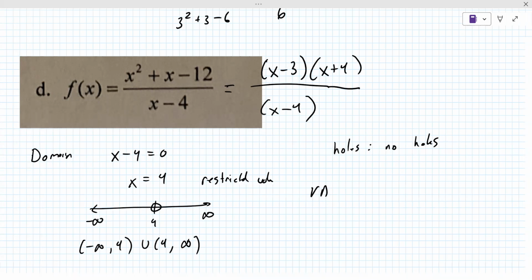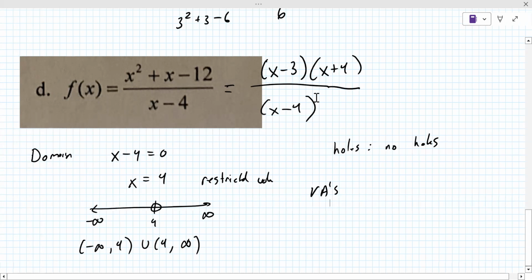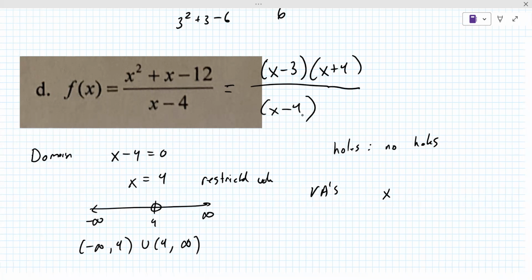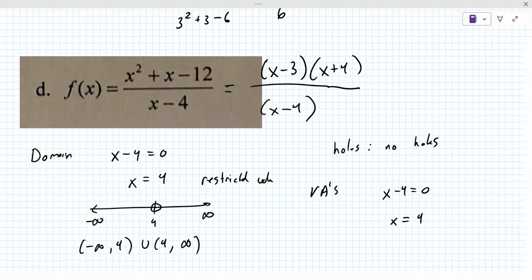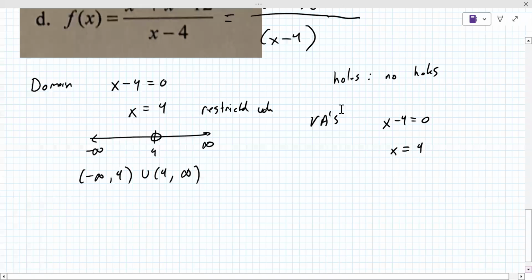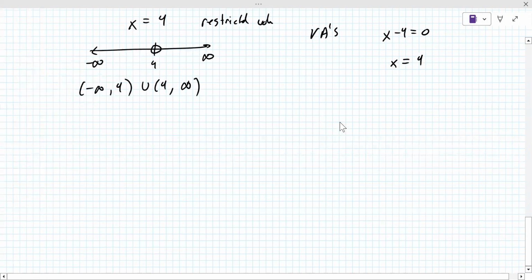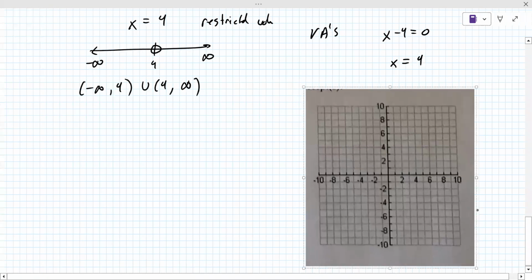But it does have vertical asymptotes. The vertical asymptotes are again where the bottom equals 0. So where x minus 4 equals 0, or x equals 4. So this one, I would immediately graph that. It's probably a little easier for you because it's right there on the page. x equals 4, some sort of a dashed line there through that.